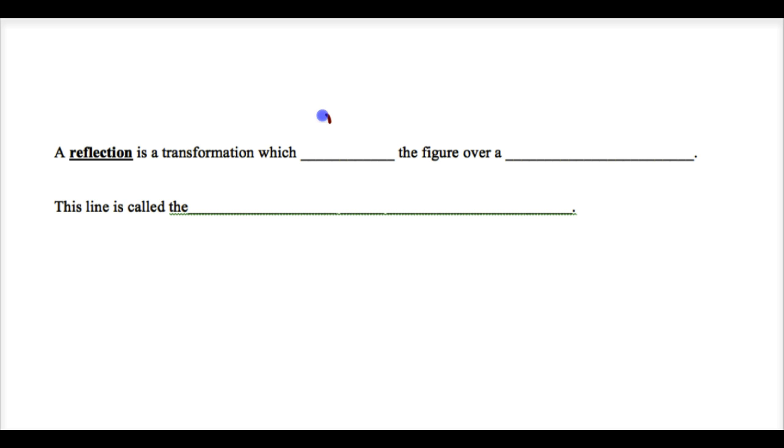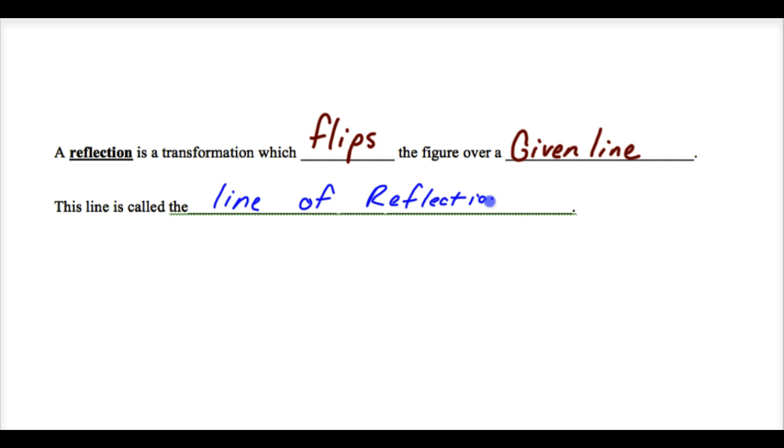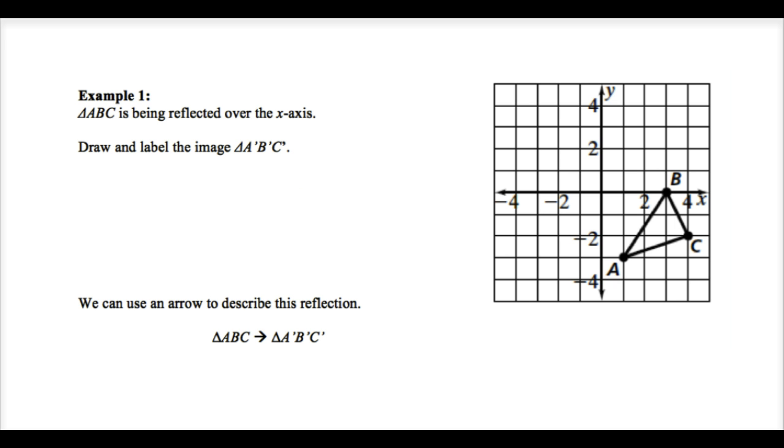A reflection is a transformation in which it flips a figure over a given line. So a reflection flips it. The line, it's a crazy name for it. It's called the line of reflection. Go figure, right? So a reflection flips an image over a given line. The line is called the line of reflection.